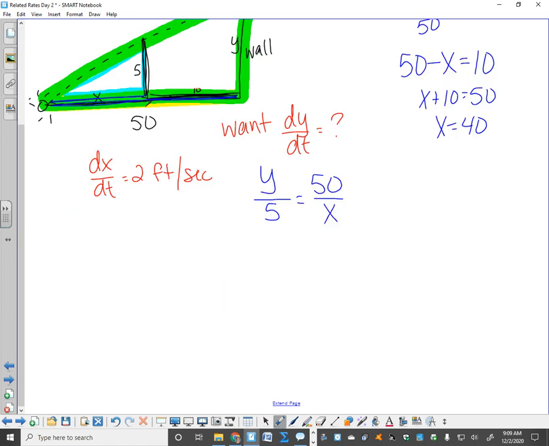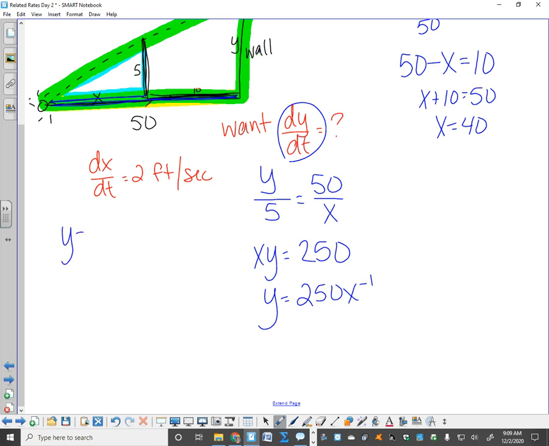So now I'm going to cross multiply. And I want dy dt, so I'm going to solve for y. And I'm not going to divide by x, I'm going to write 250x to the negative 1. Because I'm going to take the derivative, and I don't want the x in the bottom because I don't want to have to do a low d high. So now I have this relationship.